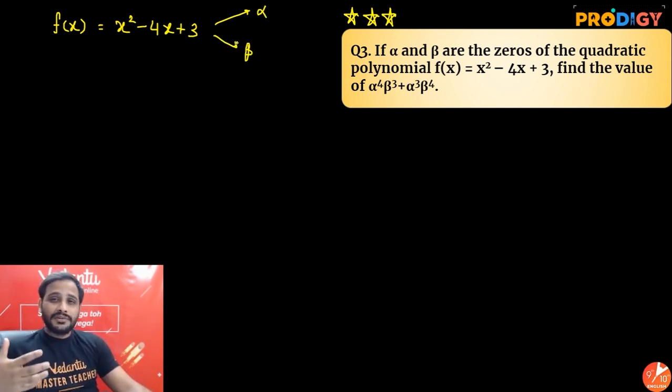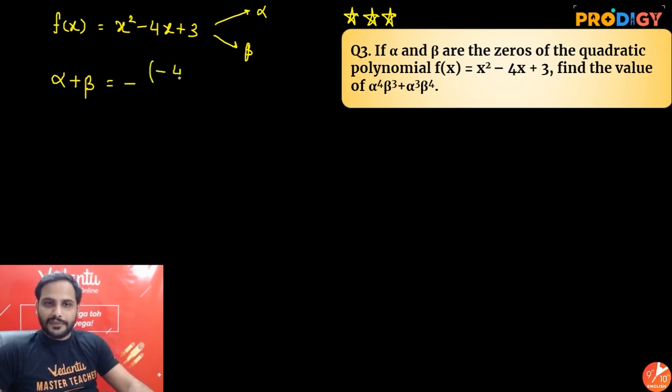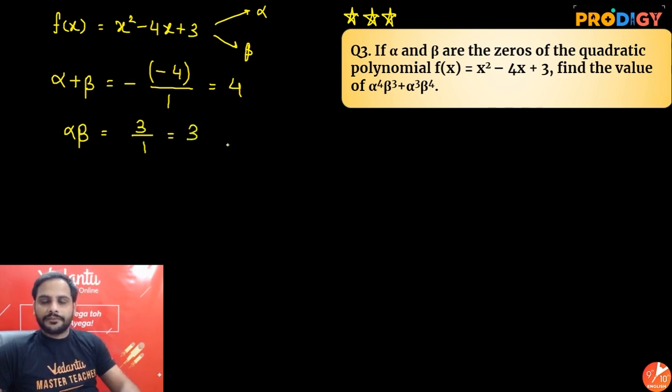Now beta, look, from the relationship between the zeros and coefficients of a polynomial, we know alpha plus beta will be equal to minus b upon a. So minus of b, the coefficient of x, which is minus 4, upon a which is 1, negative into negative is positive, so 4. And alpha into beta will be equal to c upon a, which is equal to 3. Now I need to find the value of alpha raised to the power 4 into beta cube plus alpha cube into beta raised to the power 4. Listen very carefully.